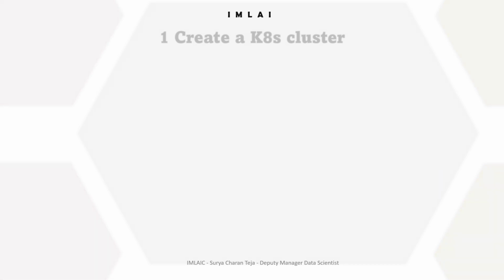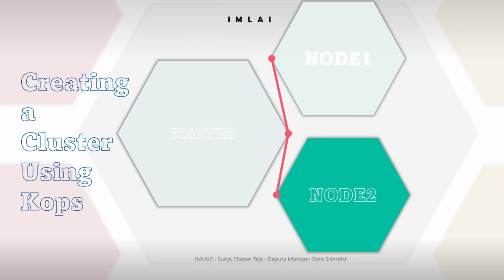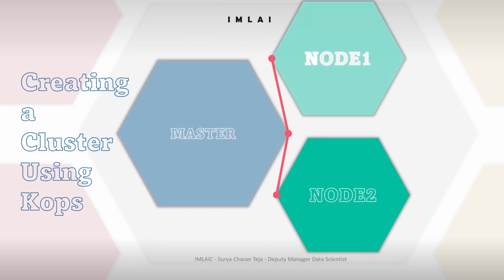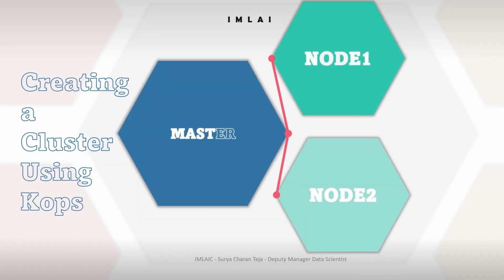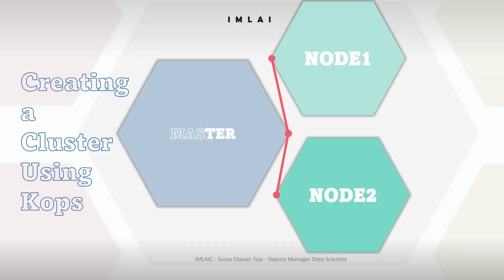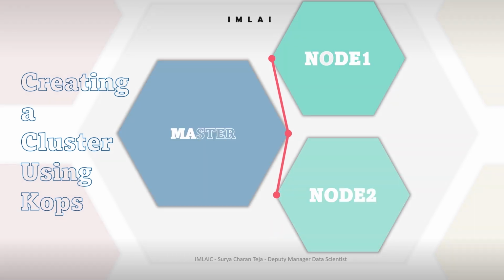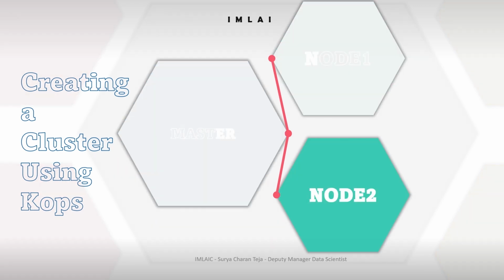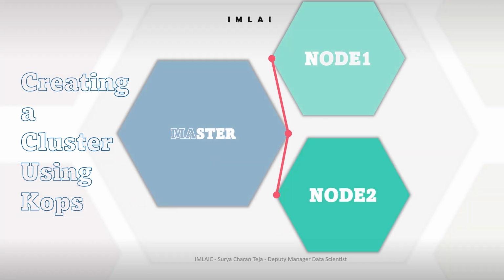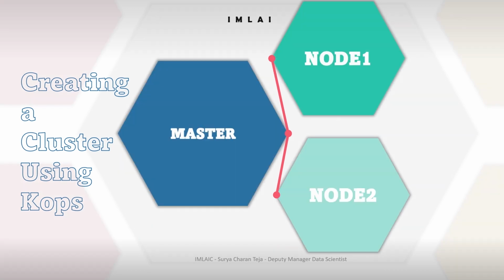So the first step is to create a Kubernetes cluster to make our hands dirty. To do all the experimentations on various Kubernetes objects, we require a Kubernetes cluster. So that's what we are going to do here. We are going to create a Kubernetes cluster using kops and Amazon Web Services. So how do we do it?